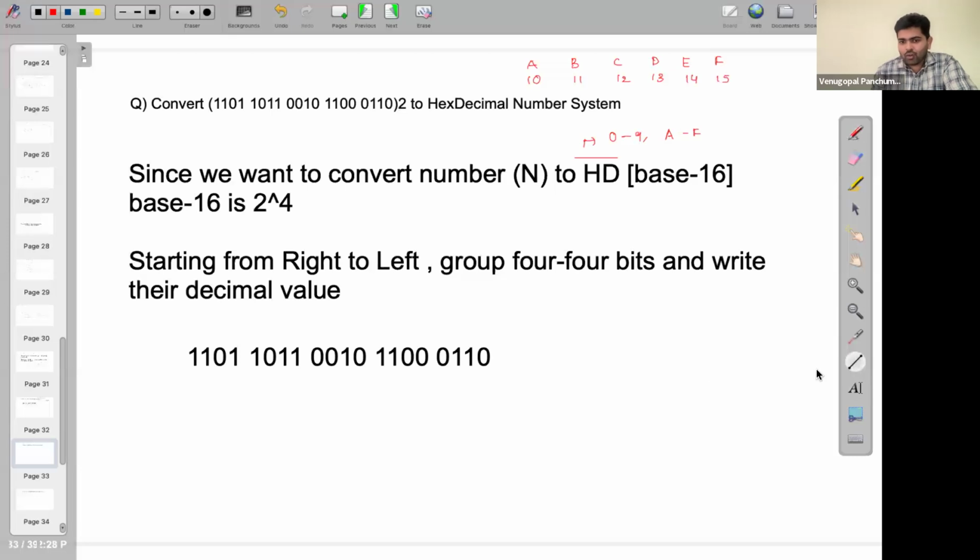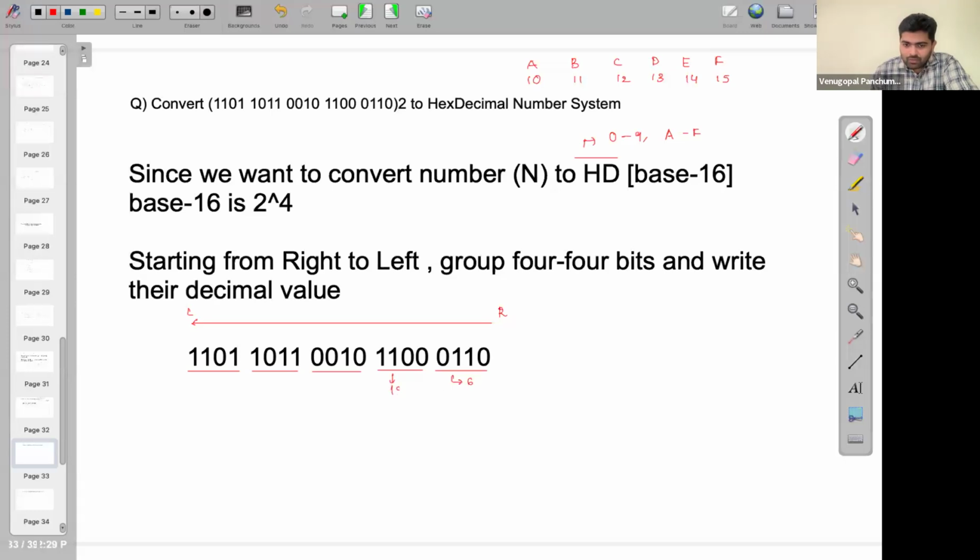So let us now group 4 bits. You should start from the right and go left, and you need to group 4. So this is one group, this is another group, this is another group, this is another group. Like that, 4 groups of 4 bits. Now what is this value? This is 6.